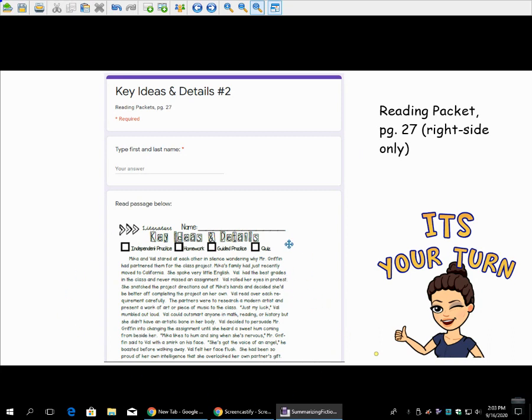You're going to read this short paragraph and answer the questions, identifying the key idea details and identifying that summary. When you get done, make sure you submit it and then mark as done to let your teacher know you have completed that assignment.